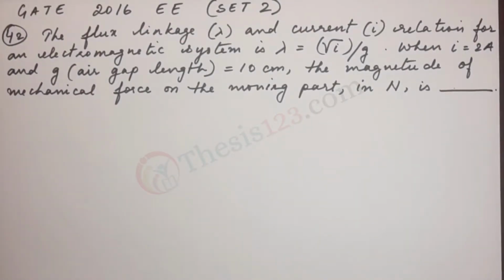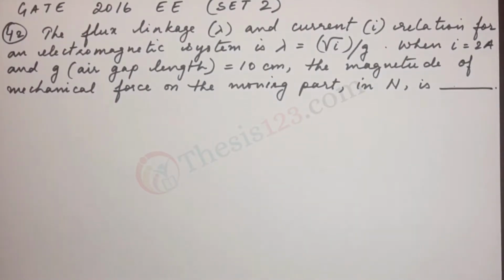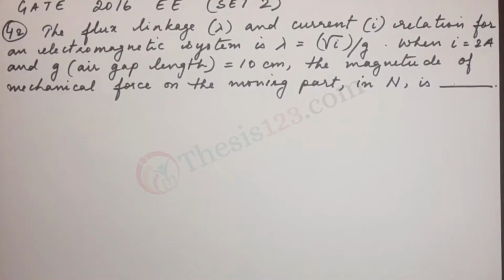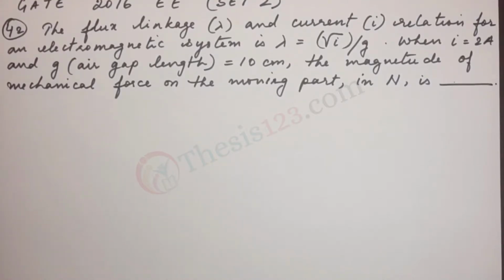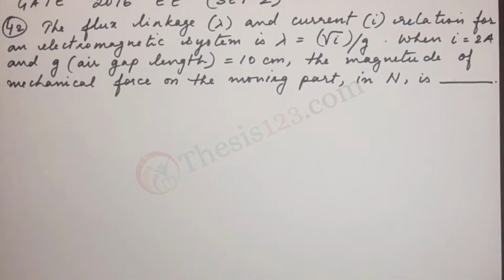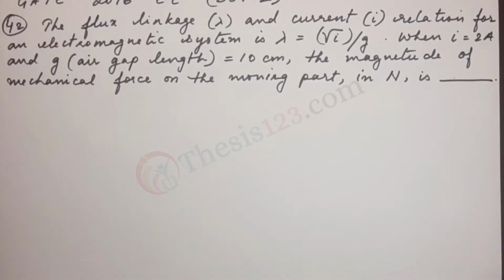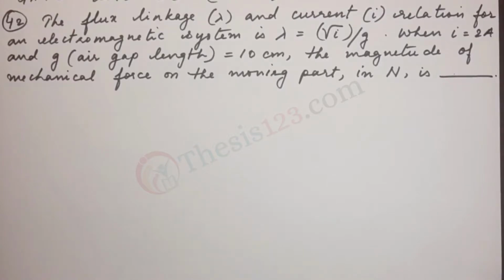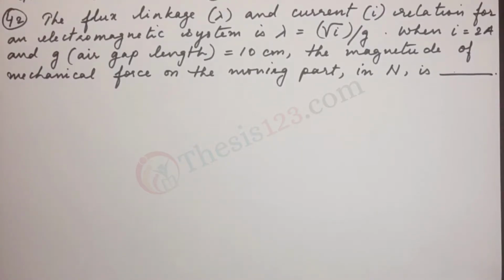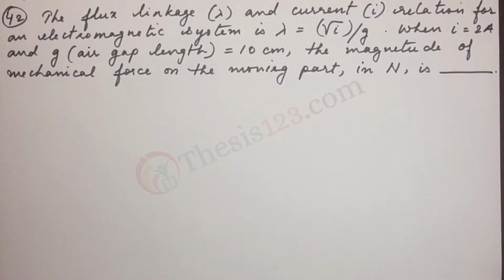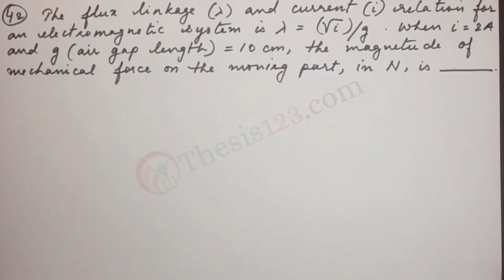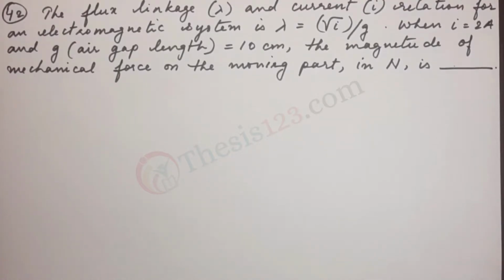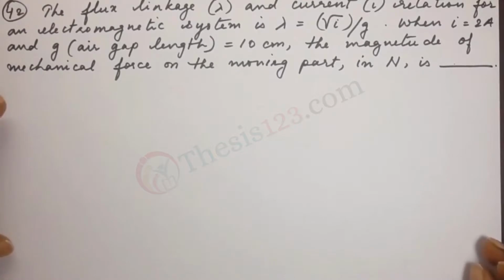Here's the next question, number 42. The flux linkage lambda and current I relation for an electromagnetic system is lambda is equal to root I by G. When I is equal to 2 amps and G, which is the air gap length, is 10 centimeters, the magnitude of mechanical force on the moving part in newtons is dash.